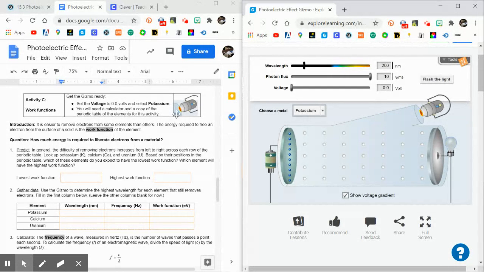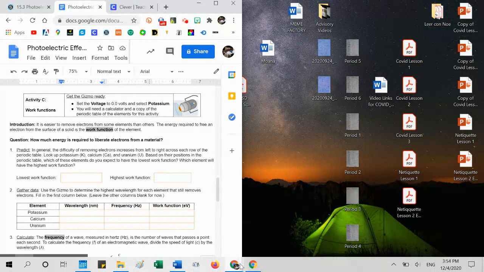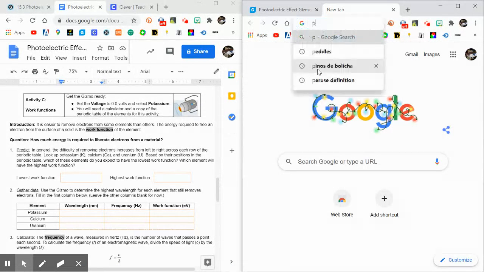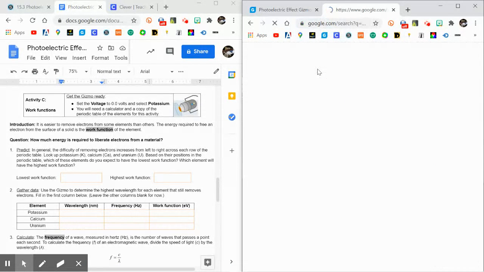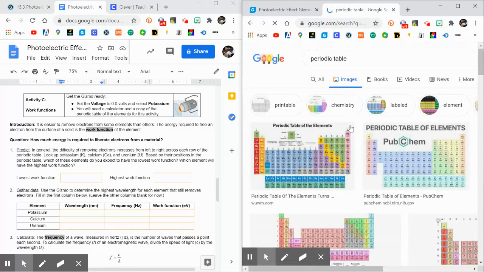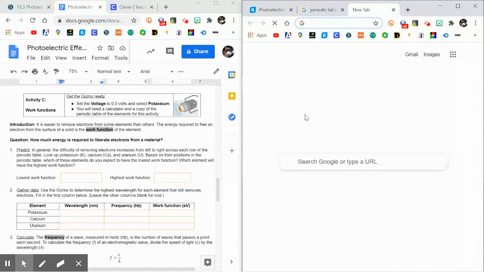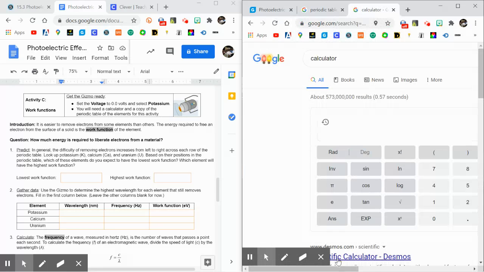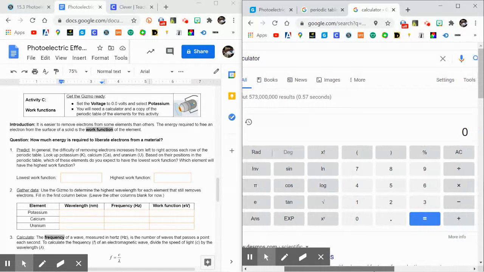Periodic table of the elements. I have one. You can look one up. Actually, that's what I'll do. Periodic table, and then I go to images, and there they are. All right, so I have a periodic table available. And then a calculator. So I need a calculator as well. So here is my calculator.